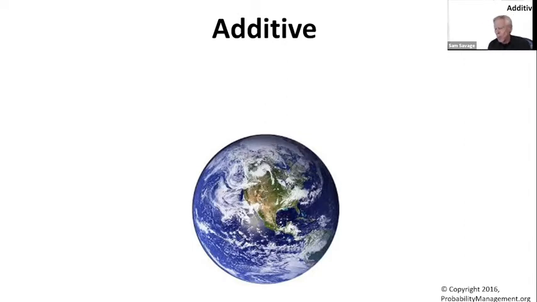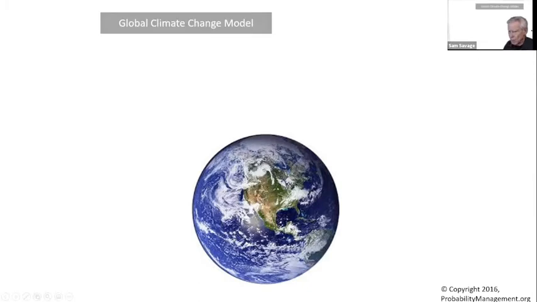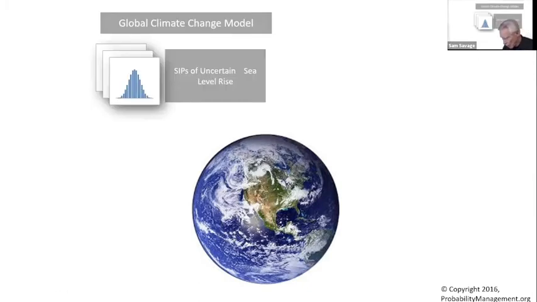So remember, we have to be able to do math with these. We've got to be able to add them, multiply them. So let's imagine that we have some model of global climate change. And here it is. Let me turn on my laser pointer.